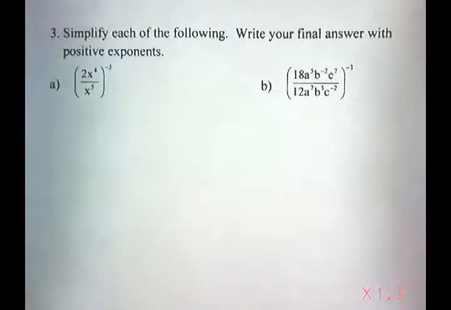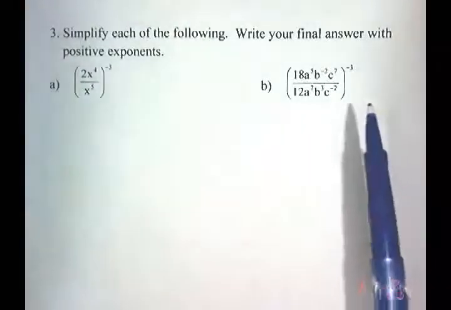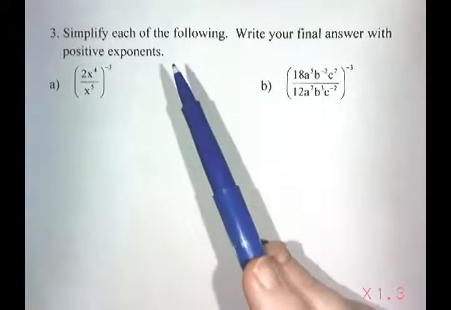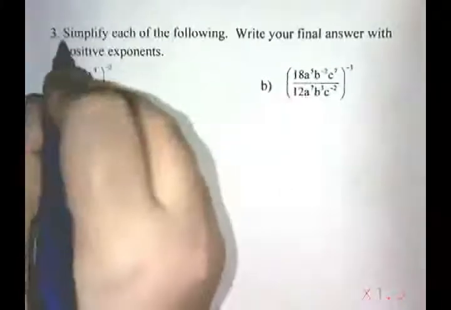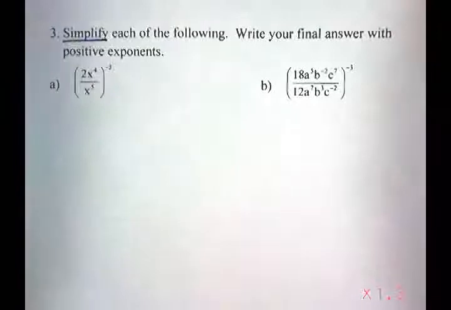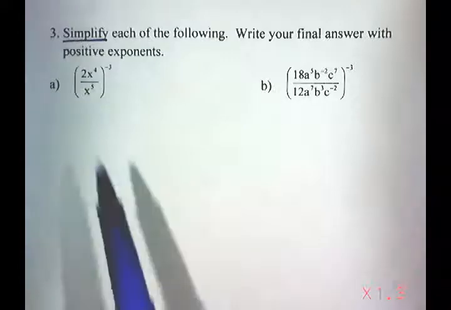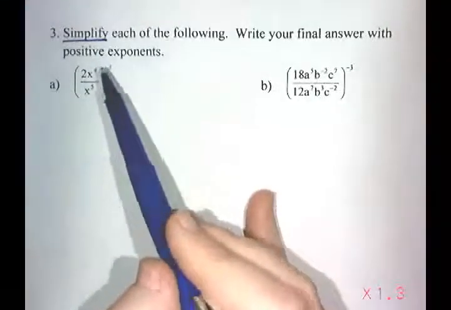This is part 3 of the lesson on negative exponents. So the first question here says simplify each of the following. Write your final answer with positive exponents. So simplify means we want to use our exponent laws to try to simplify our terms so that we only have a single x or a single a or b or c. And then we want to make sure that our final answer has positive exponents.